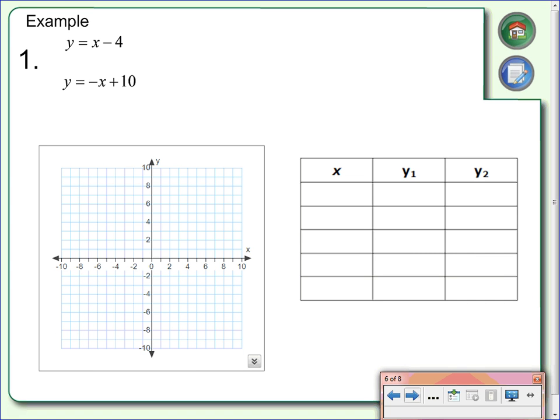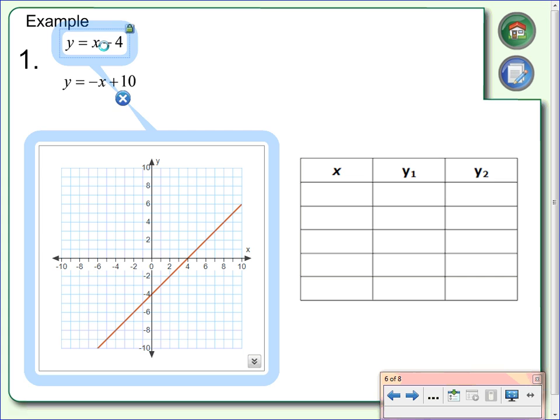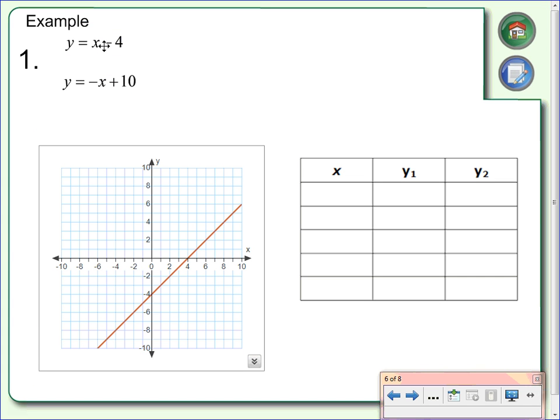Example number one, you've got two equations. That is what you call a system of equations. Notice there's two equations, and they've got two variables, an x and a y. So the first thing I'm going to do is take this first equation that you see up here, x minus 4, and we're going to graph it. So on your graph paper, we're going to graph x minus 4. So watch this. This is the graph of x minus 4.